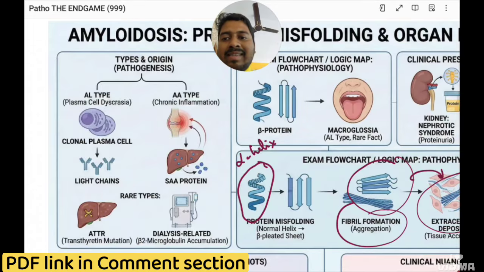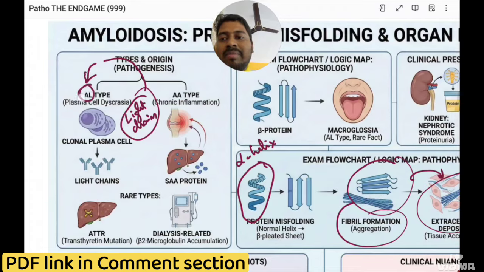In the case of light chains, like in plasma cell dyscrasia, which we saw in module number 20, where there are many serum light chains produced. These are called AL light chains. These light chains can get deposited and form amyloid AL type, and these light chains can cause amyloidosis.